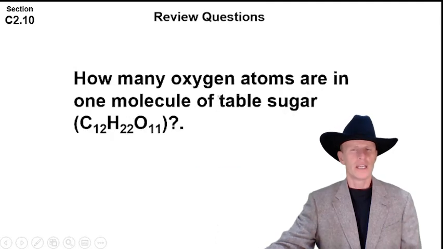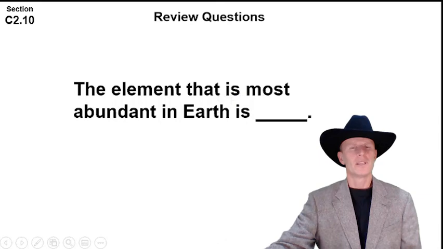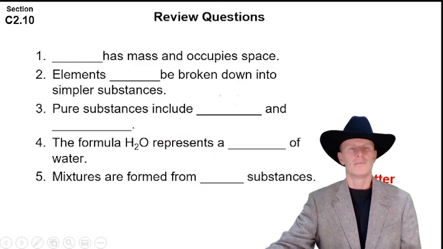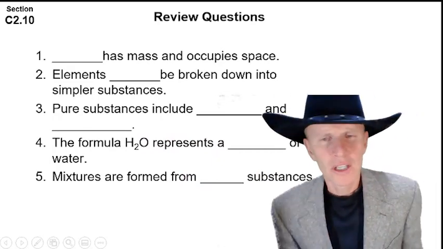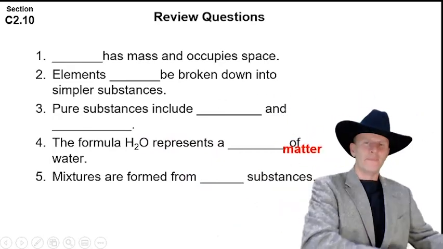So how many oxygen atoms are in 1 molecule of table sugar? There would be 11. The element that is most abundant in Earth is iron. So what has mass and occupies space? Matter.